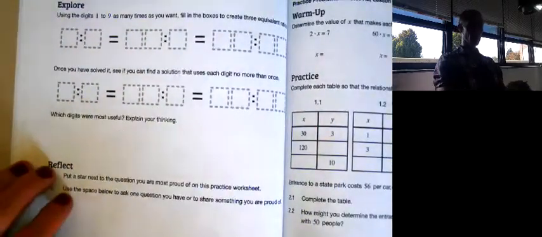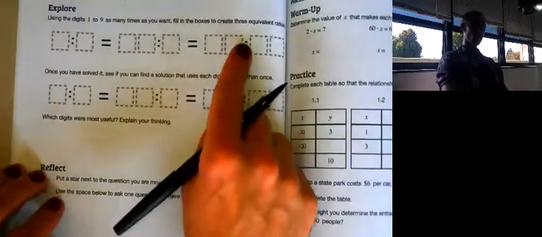So the first part is relatively easy. It says using the digits 1 to 9 as many times as you want. So you're literally allowed to repeat them. Fill in the boxes to create 3 equivalent ratios. All right, well, since we're allowed to repeat the digits, let's just make it easy. Let's do an easy ratio like 1 to 4.